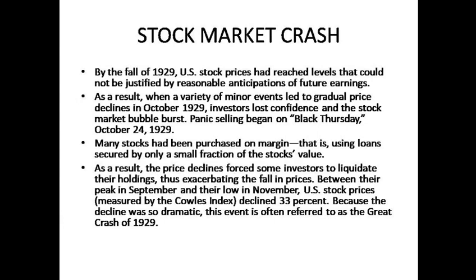In 1929, the stock market reached certain levels, but they were unable to anticipate future earnings. Various minor events triggered the decline in October 1929, and investors lost their confidence. The stock market bubble burst and panic selling began, which is called Black Thursday, on October 24, 1929. Various stocks that had been purchased on margin were sold at very low prices. As a result, prices declined, and investors liquidated their holdings as prices fell. From the peak in September to the low in November, US prices declined by 33 percent, and this dramatic decline has been referred to as the great crash of 1929.